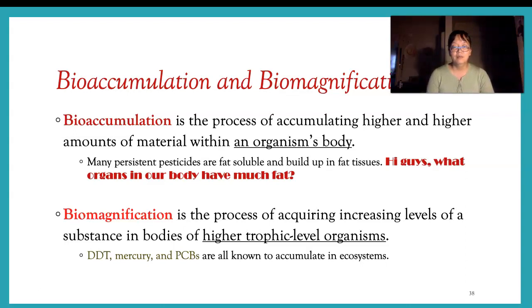And DDT, mercury, and PCBs are all known to accumulate in ecosystems. So those harmful chemicals can be bioaccumulated and biomagnified in individuals and in entire ecosystems. And this is the worst thing they do to us. And I want you to definitely remember what bioaccumulation and biomagnification are.